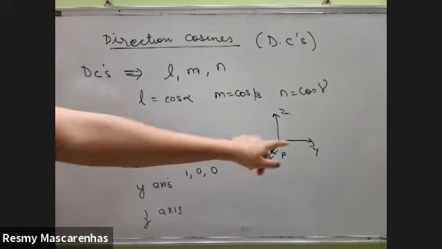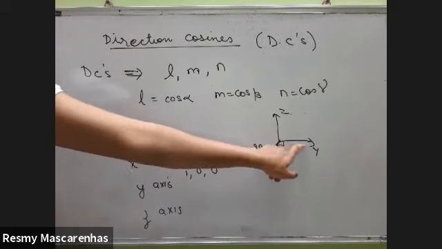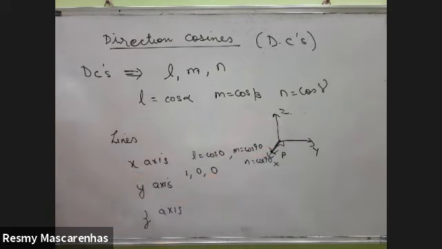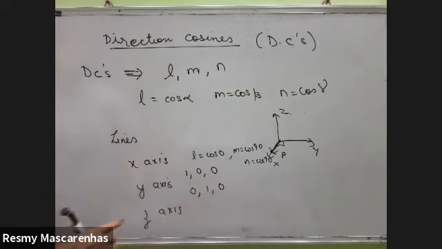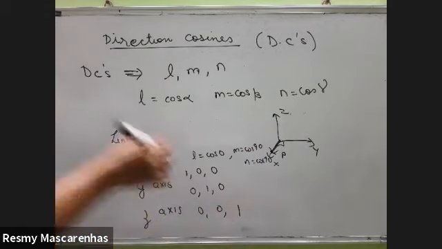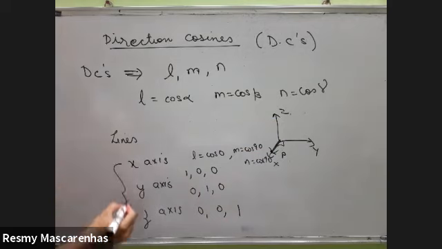In the same way, for the y-axis only this angle will be 0 and the other two angles will be 90. So the direction cosines of the y-axis will be 0, 1, 0. And for the z-axis, it will be 0, 0, 1. So these are the direction cosines of the x-axis, y-axis and z-axis. Anyone having a doubt till here can ask.